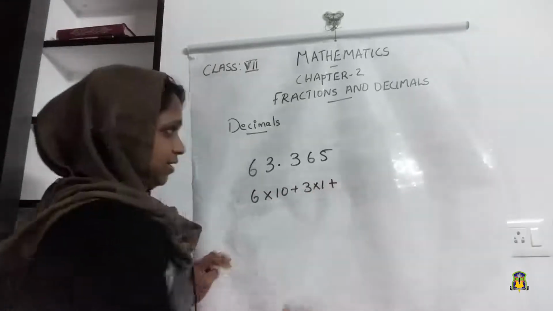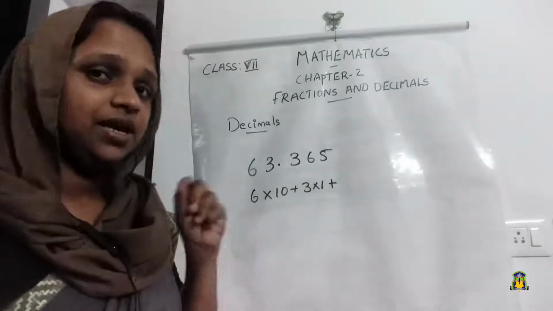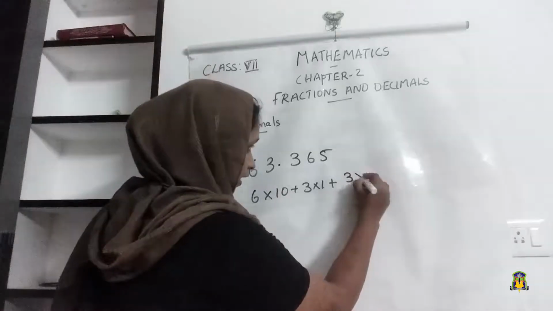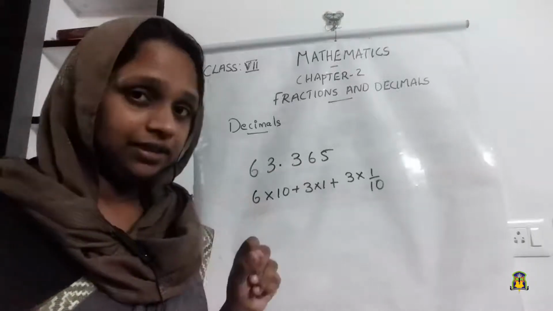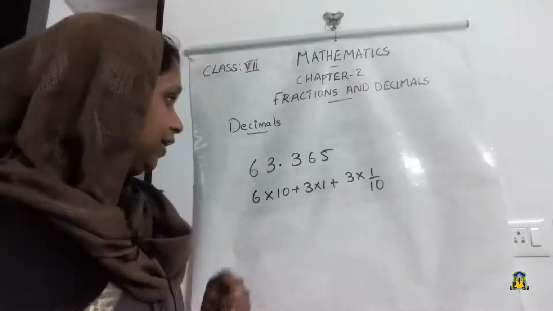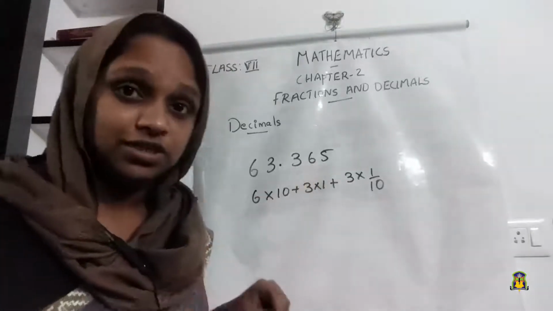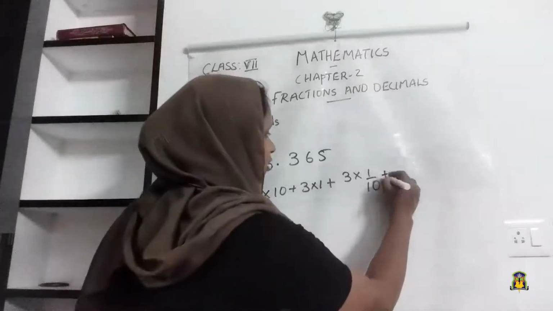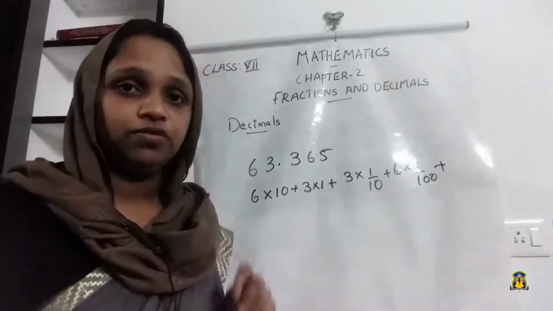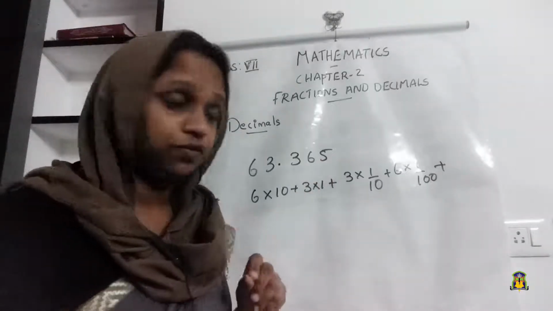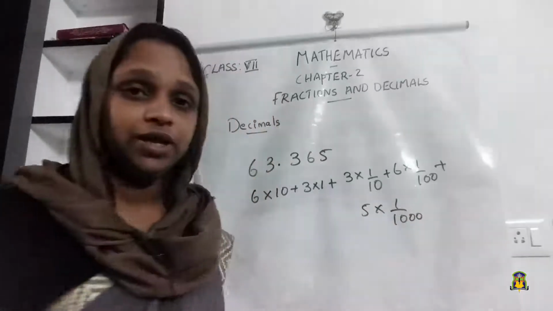Plus, next after the point the first place is what? Tenth. So that is 3 into 1 by 10. Next, this 6 comes under which place? Hundredth. That means 6 into 1 by 100, plus next the 5. 5 into the thousandth place. So 5 into 1 by 1000.